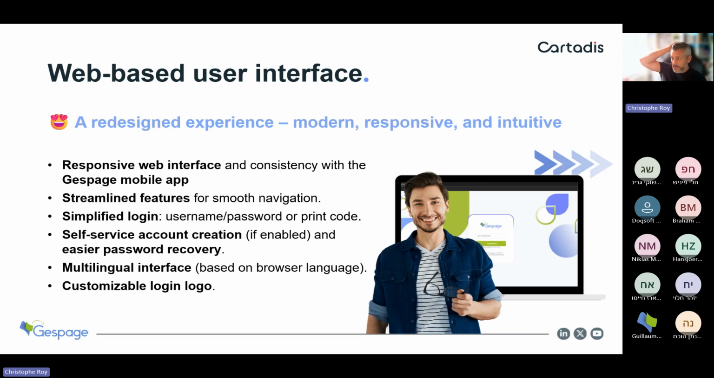So this new redesign experience is responsive, so it can fit with any type of screen. It's also consistent with the Gespage mobile app. If you haven't downloaded it yet, just try it. So you've got multiple options to submit print jobs from a mobile application. There's a simplified login by username and password or print code. There is also a process to enable the self-service account creation and something to make the password recovery easier as well. It's multilingual, so based on the browser language, the web-based user interface is going to adapt with the local. And you can also customize the login screen with the logo of the customer.